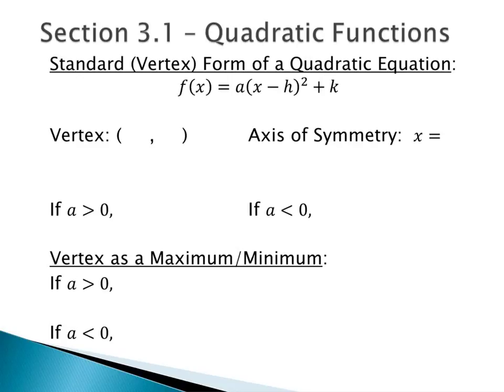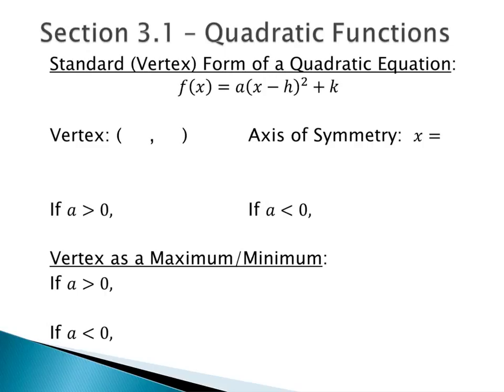In this lesson, we're going to walk through an example dealing with the standard or vertex form of a quadratic equation. So first we need to understand what the vertex form or standard form of a quadratic equation is, and that's f of x equals a times x minus h squared plus k. Part of the reason why it's sometimes called the vertex form is because we can easily identify what the vertex is just by looking at the equation.